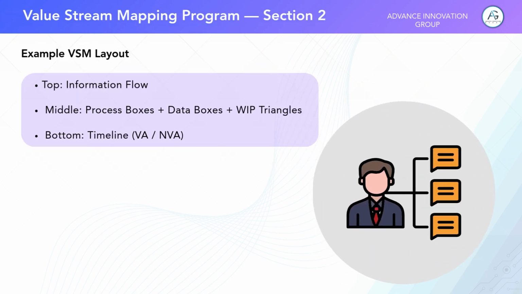This slide shows the standard layout of a value stream map. At the top, we represent the information flow, showing how orders or signals move through the process. In the middle, we place process boxes, data boxes, and WIP triangles to represent operations and inventory. At the bottom, we add the timeline, separating value-added (VA) and non-value-added (NVA) times to visualize efficiency.